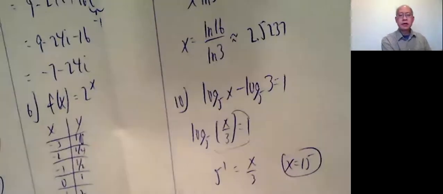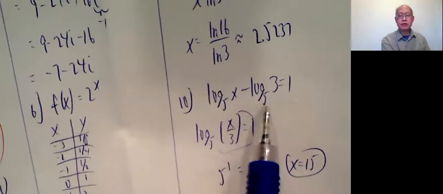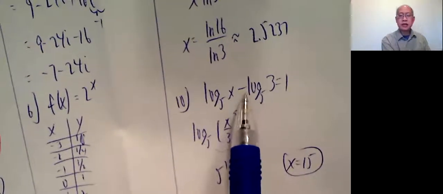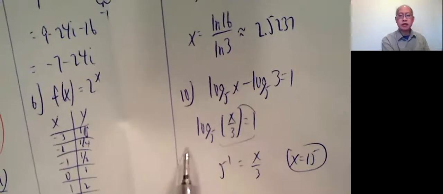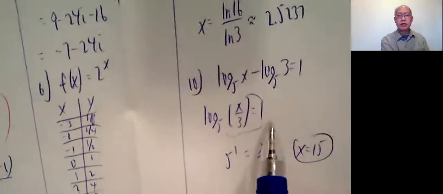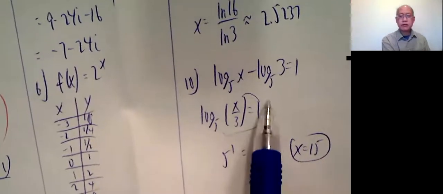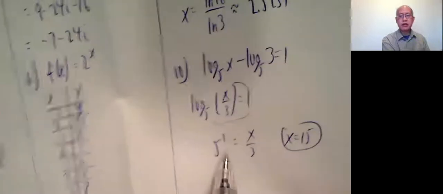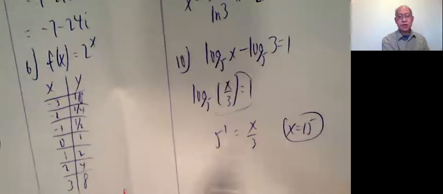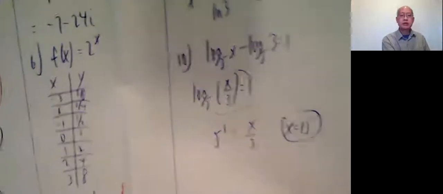And finally, number 10, log base 5 of x minus log base 5 of 3 equals 1. There's a minus sign here, so I can write it as a log of a quotient. Log base 5 of x over 3 is 1. Unscramble it, get rid of the log. 5 raised to the first power is x over 3. 5 to the 1 is 5. Multiply both sides by 3. And the final answer is x is equal to 15.